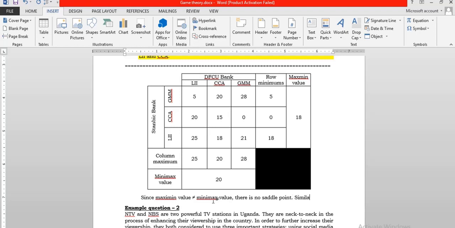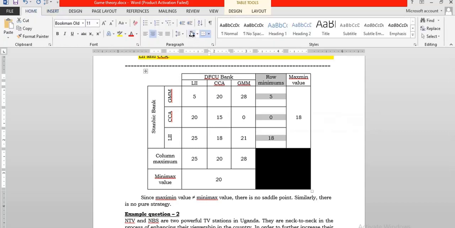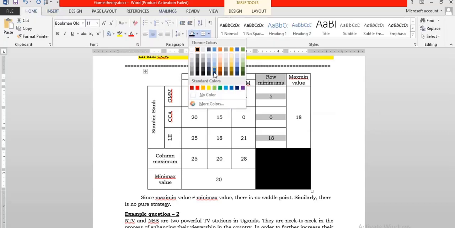Similarly, there is no pure strategy. Now, there's no pure what? There's no pure strategy, because now we're going to go for mixed strategies. Okay, so like before, we're going to shade this one to differentiate it from the others.